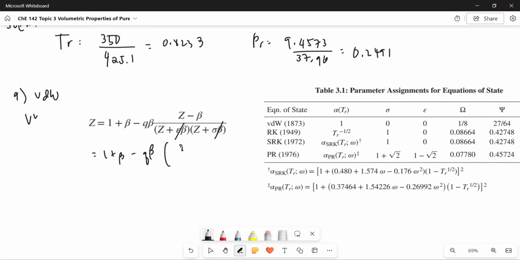multiplied by z minus beta over z squared, right? So what we need are the values of beta and q. So how do we solve that? We can make use of these equations.